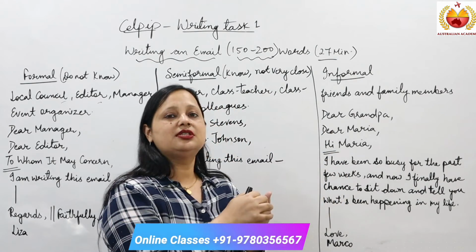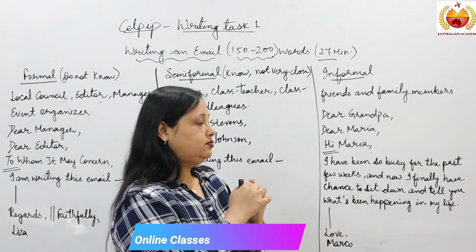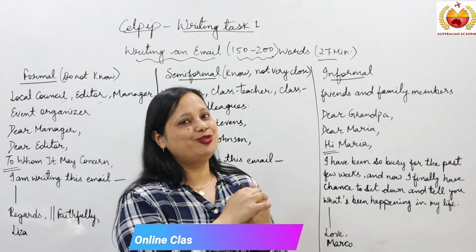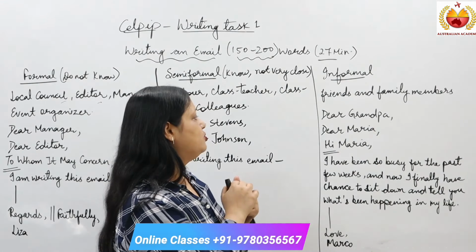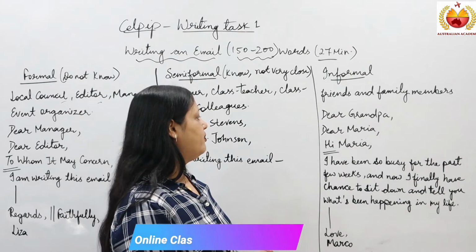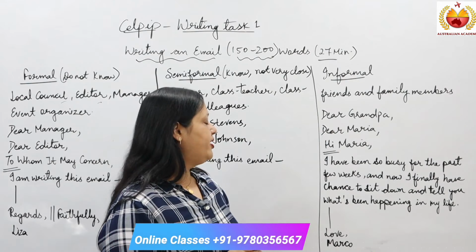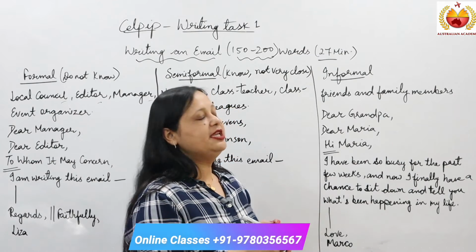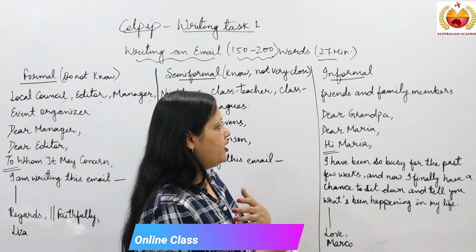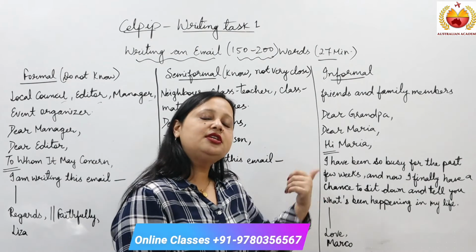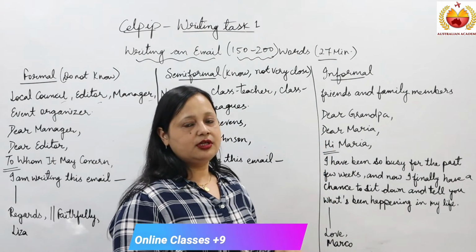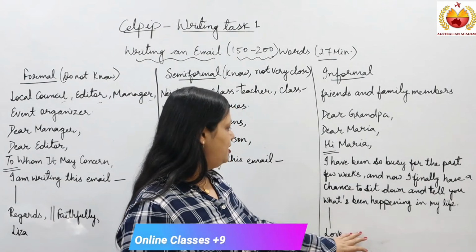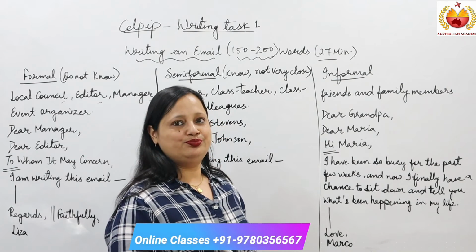I've given this sentence that might help you, but make sure you read the question prompt nicely before using it. It's like, I have been so busy for the past few weeks, and now I finally have a chance to sit down and tell you what's been happening in my life. So if you are writing this email to a family member after a long time, you can start like this. Then obviously all the bullet points you need to answer nicely. In the end, love, comma, and your name.